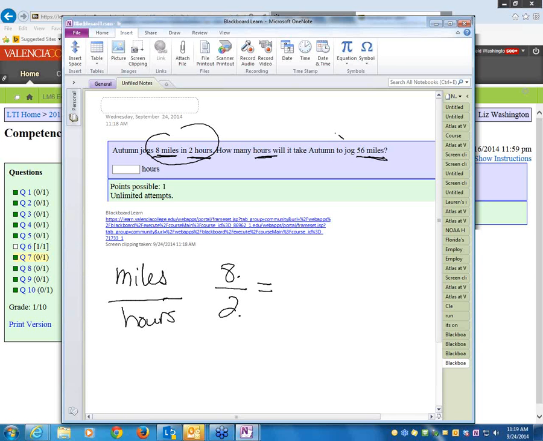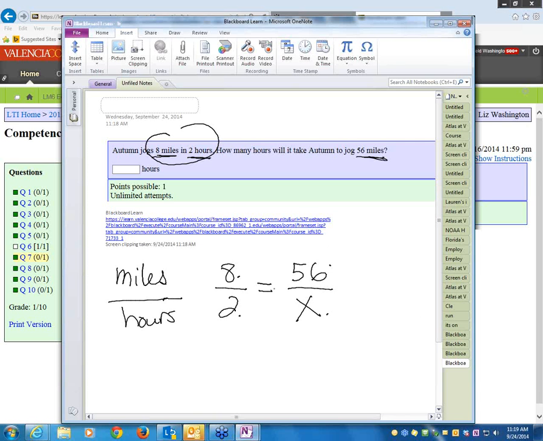Equal sign, and I'm going to set up the second one. Now in this one it's asking me how many hours. Since I don't know the number, I'm going to use a variable, because we use variables in place of numbers when we don't know what the number is. It did tell me the miles, which was 56. Again, notice miles at the top, the hours are at the bottom. So I was consistent all the way throughout.